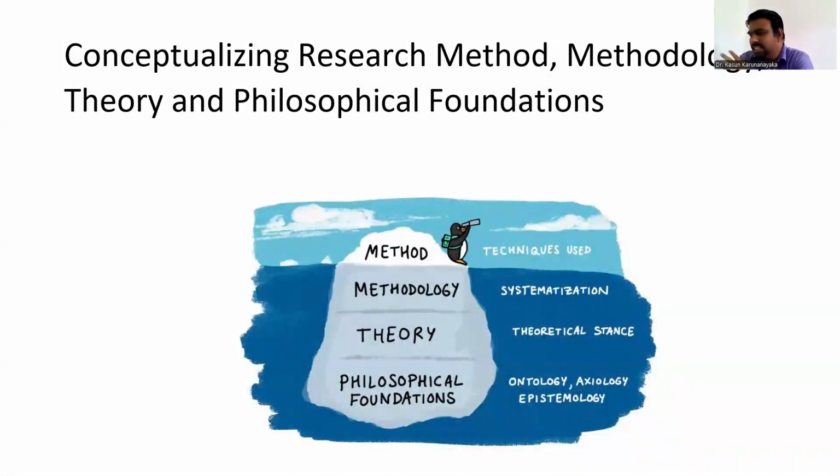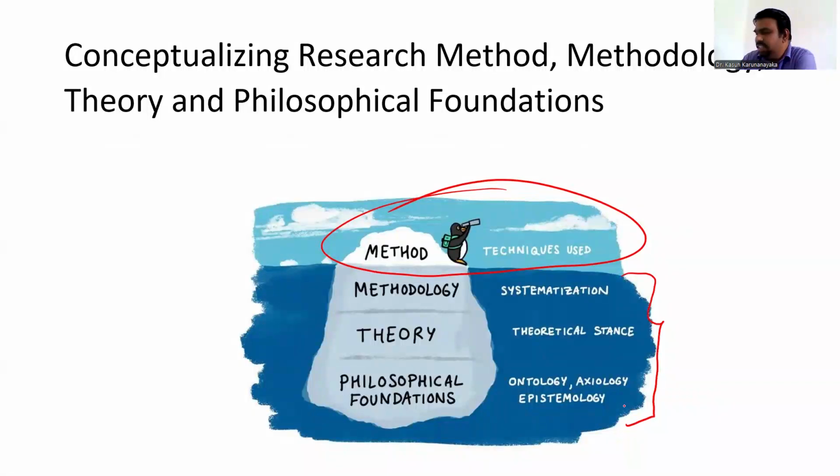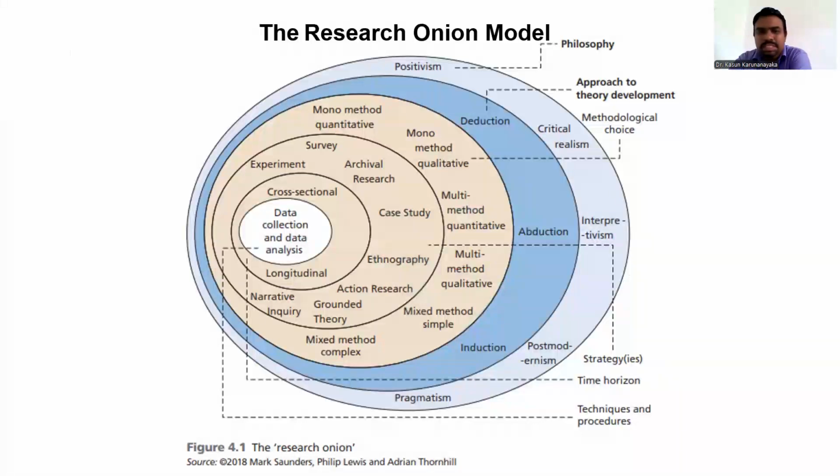So why do we need this research onion model, or why do we need extensive knowledge of the research methods and techniques that we use during our research? Basically, when you or other people look at your research, they can only see the methods or techniques used. However, it is only the tip of the iceberg. The methodology, theory, and philosophical foundations are all hidden under what we can see, right?